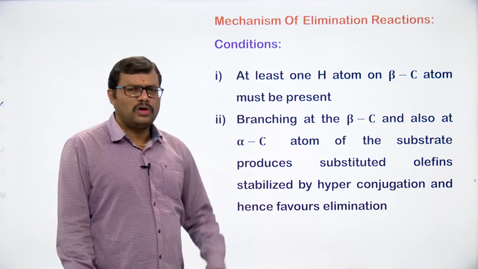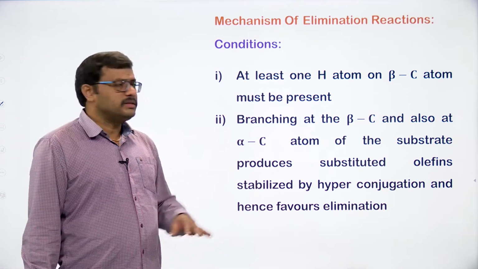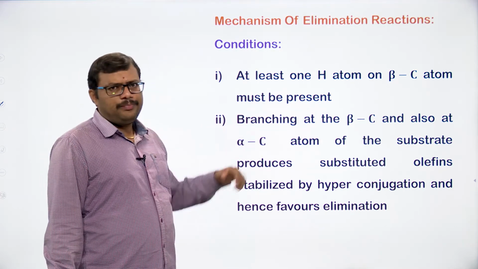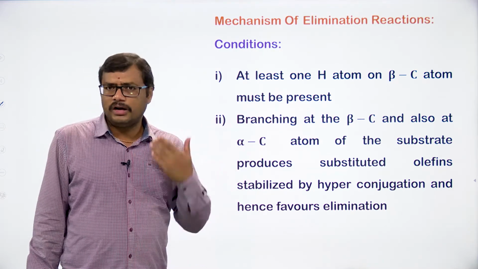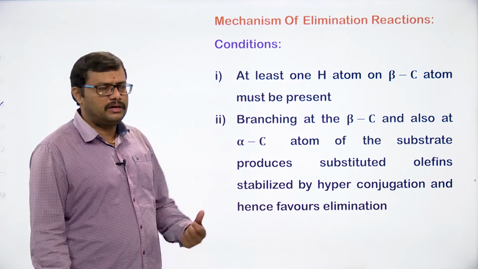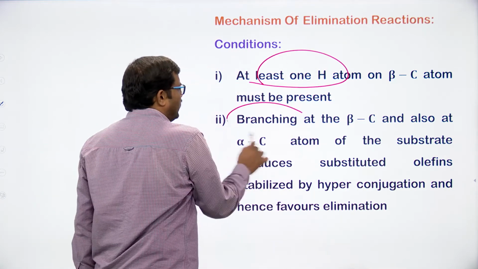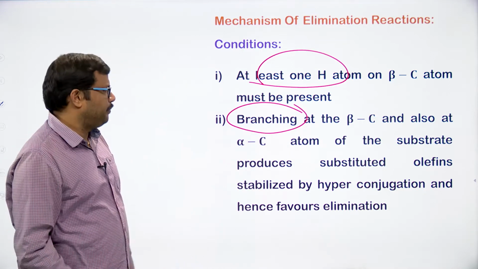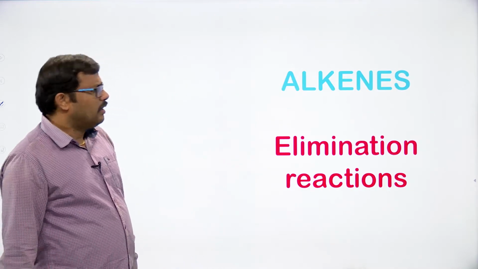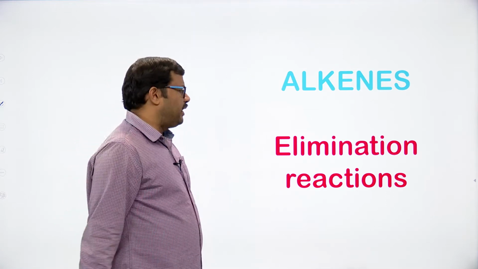So branching also favors the reaction. What I mean to say is branching at the beta carbon atom and branching at the alpha carbon atom will favor the elimination reaction. For the elimination reaction to take place, branching will favor the reaction. Let us move on to the in-detail discussion about elimination reactions.